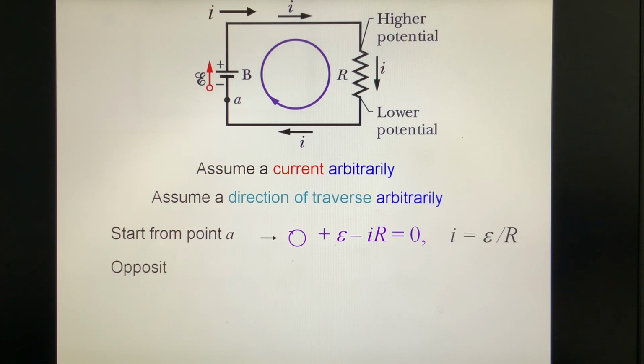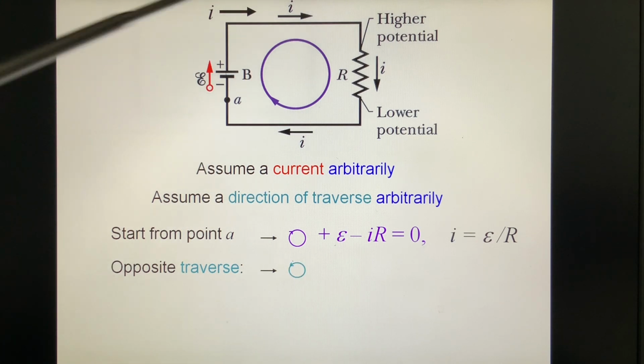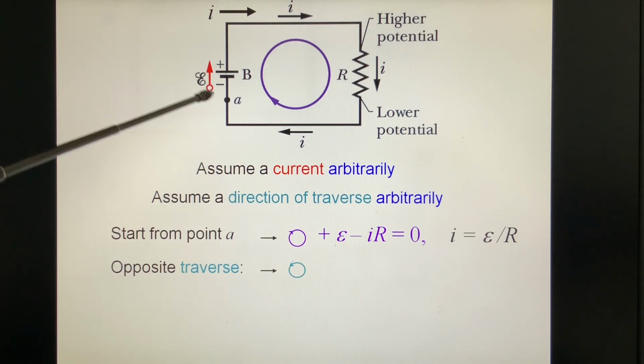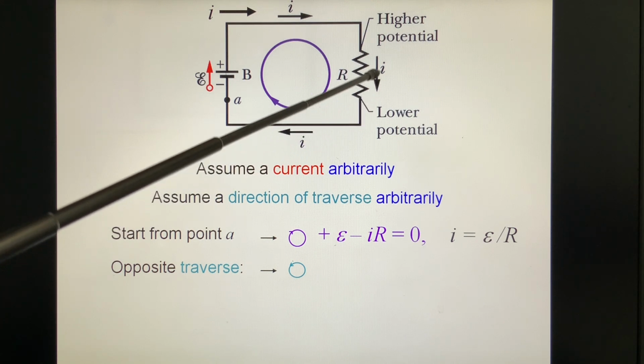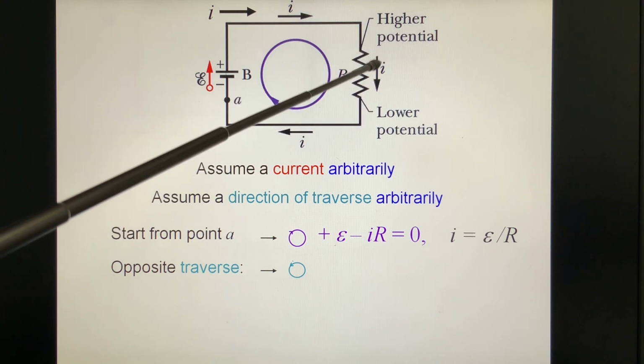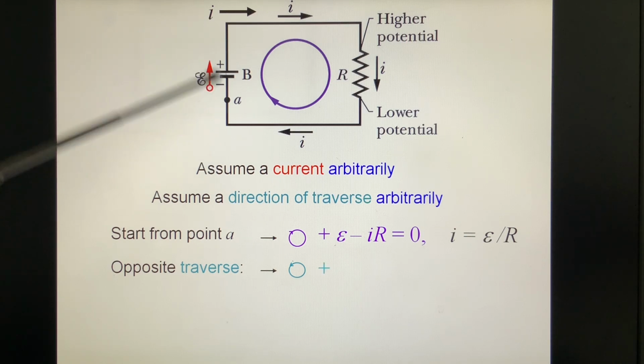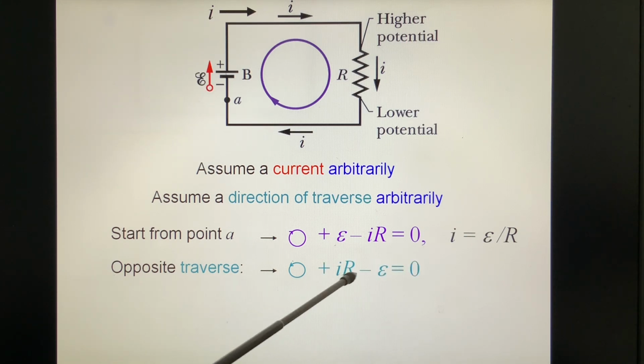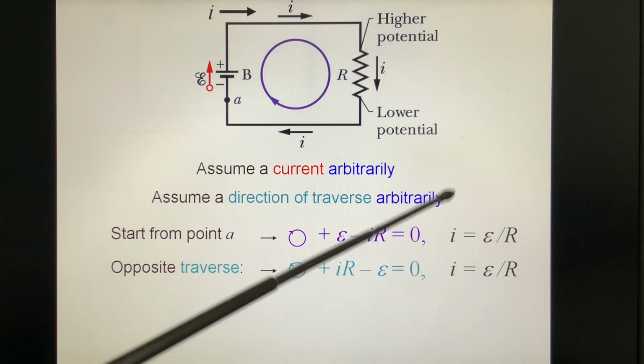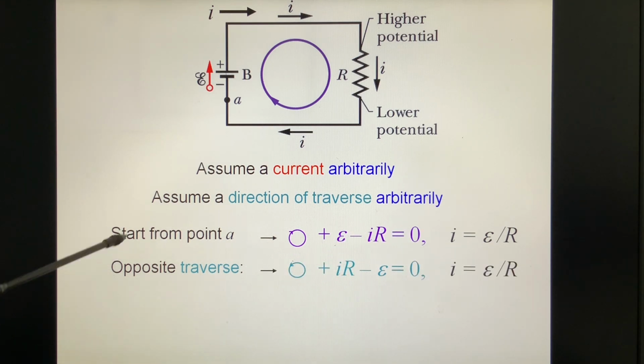Now, we do it differently. We don't go this way. We go the opposite direction. Can we? We go counterclockwise, starting from A. We go against I, we get plus IR. And we go against epsilon, we get minus epsilon. So plus IR minus epsilon equals zero, and we get I equal to epsilon over R. So they are the same. The answer does not depend on the direction you choose.